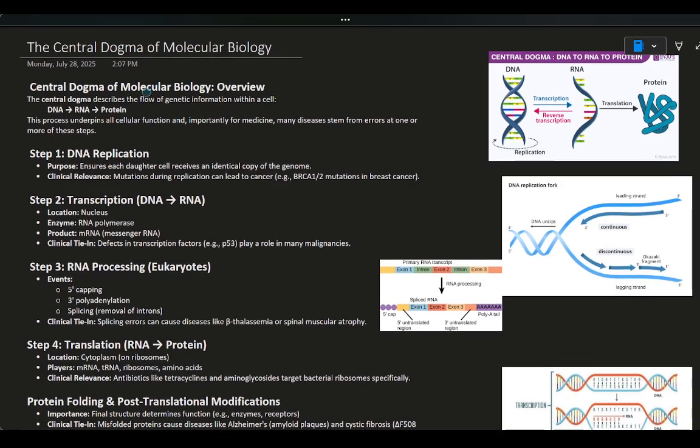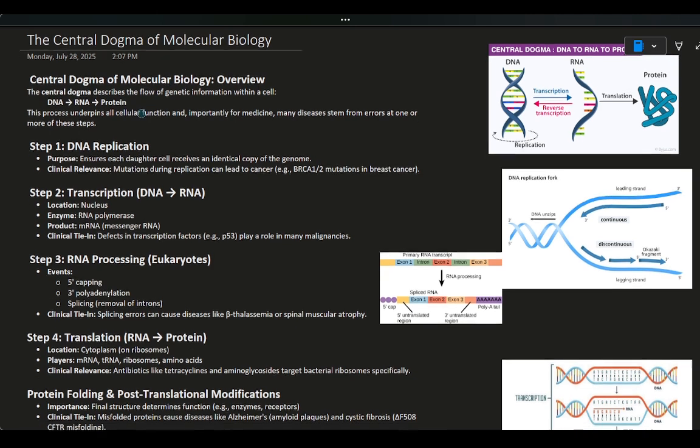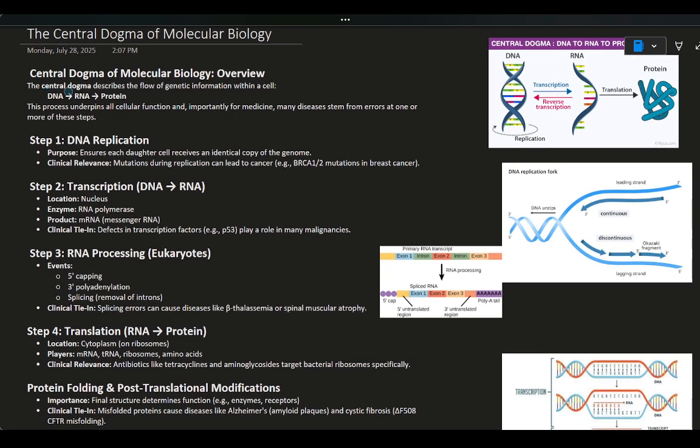Today we're going to be talking about the central dogma of molecular biology. What is a central dogma? It is what describes the flow of genetic information within a cell. And the oversimplified principle behind the central dogma is that DNA is replicated and then eventually transcribed into your RNA, and then your RNA is translated into your protein.